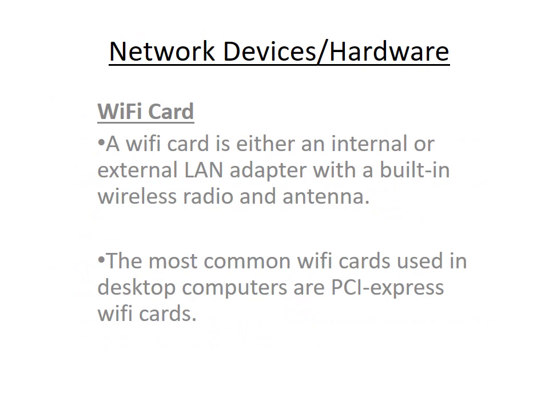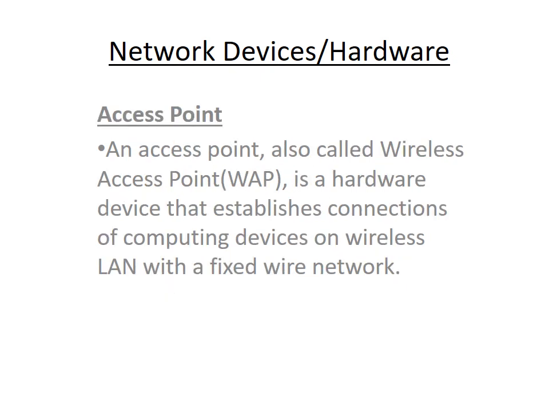Wi-Fi card. A Wi-Fi card is either an internal or external LAN adapter with a built-in wireless radio and antenna. The most common Wi-Fi cards used in desktop computers are PCI Express Wi-Fi cards. Access point. An access point, also called wireless access point, is a hardware device that establishes connections of computing devices on wireless LAN with a fixed wire network.